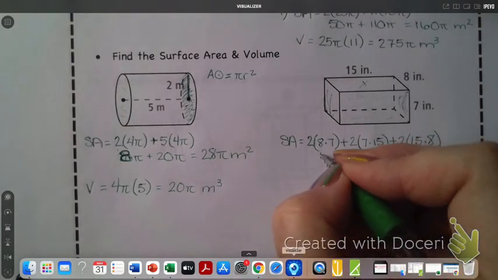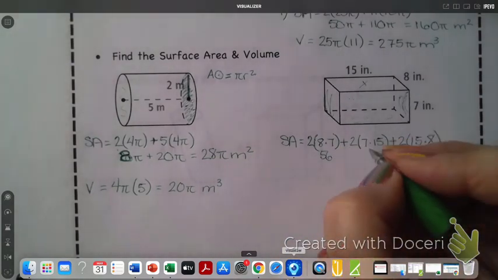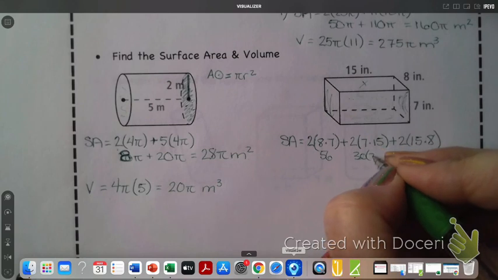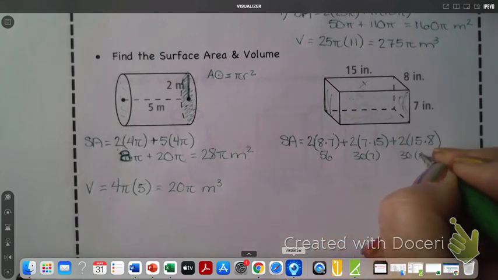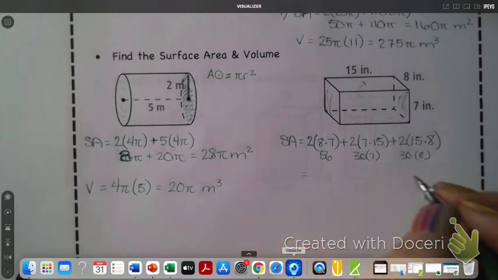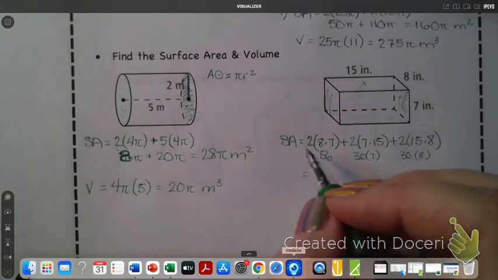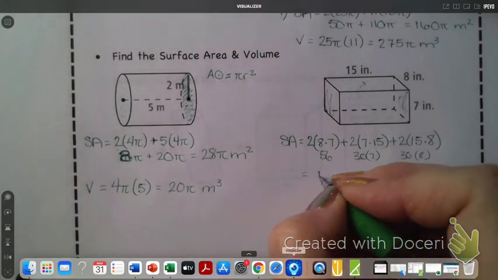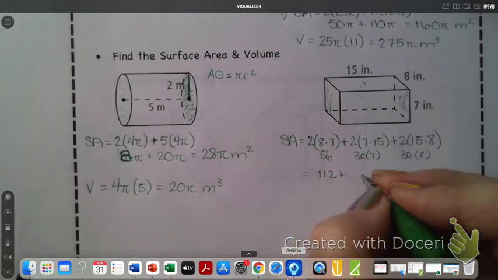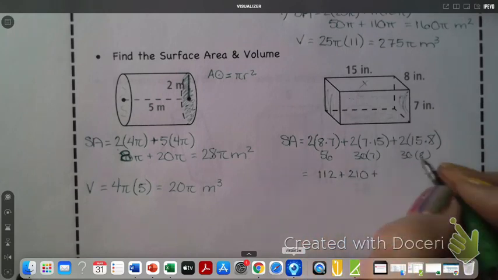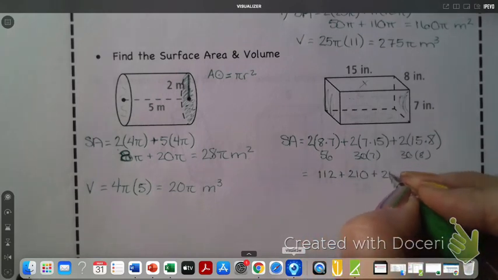Okay, so I got 56, 30, 30. So 2 times 56 is 112, am I right? Plus 30 times 7 is 210. Plus 30 times 8 is 240.